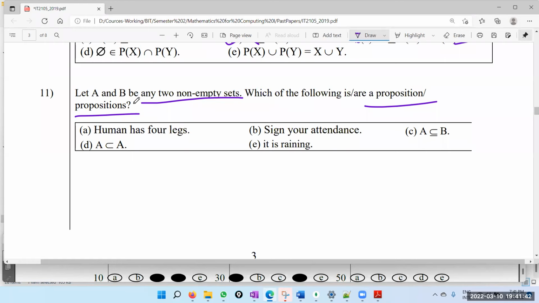Hangemen live. So therefore I will say it is false. So false means proposition. Right? Sign your attendance. It is not a statement, right? It is not a proposition. It's something like a command. How can commands be a proposition? Commands, questions, they are not propositions.